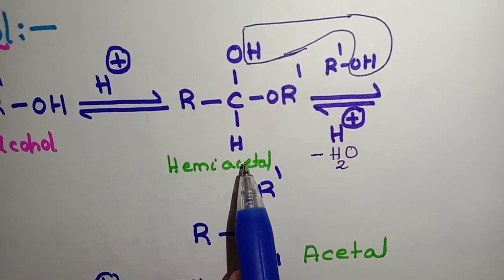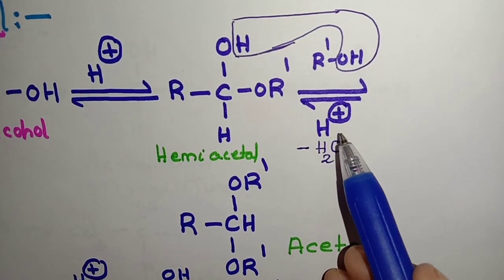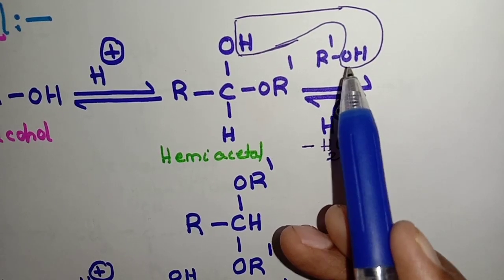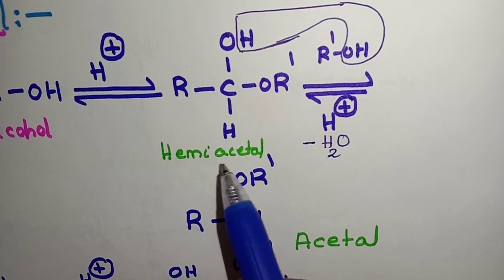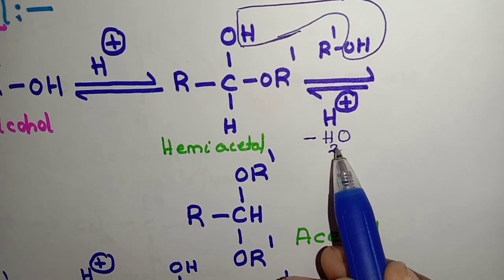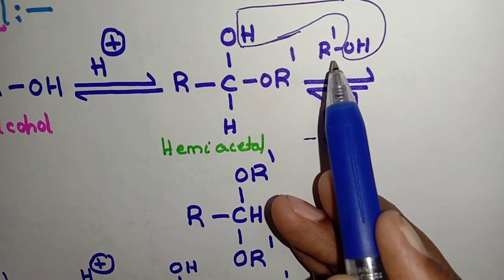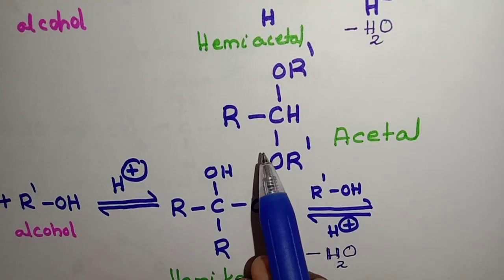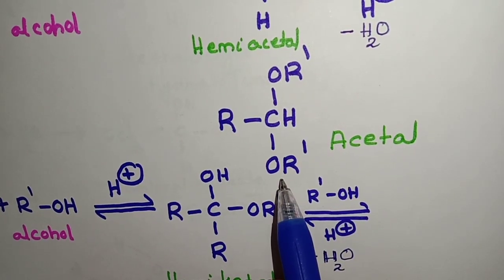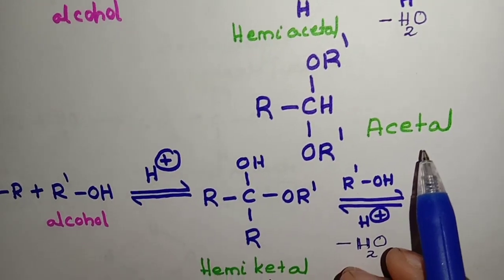We have also learned that this hemiacetal reacts with one more alcohol in the presence of an acid. So what happens? The OH from alcohol and hydrogen from hemiacetal combine and come out as water molecule. Here I have written minus H2O. So in the place of H, R dash comes and replaces. Therefore the final product we are getting is RCHOR dash OR dash, which is called as acetal. So this is the reaction with aldehyde.